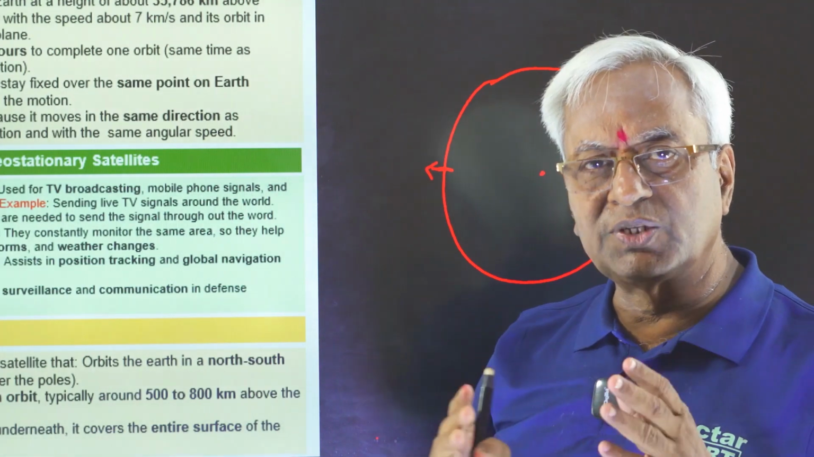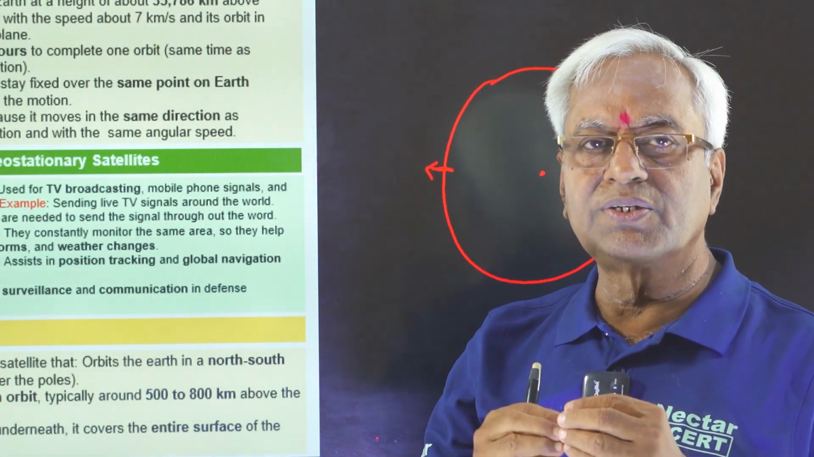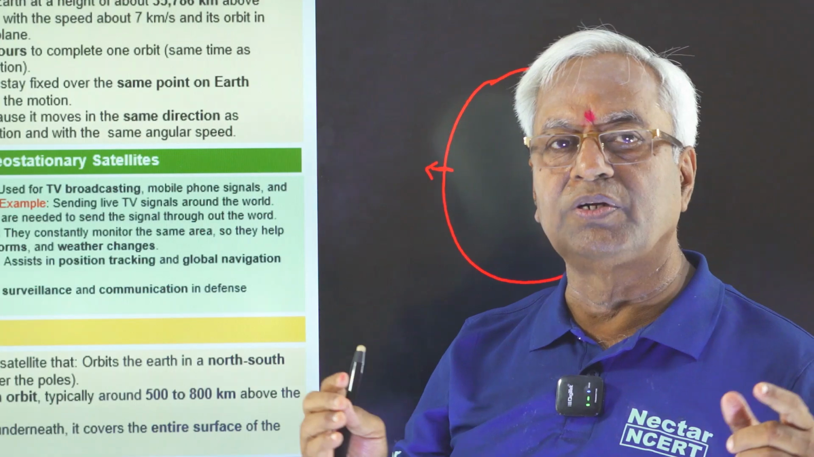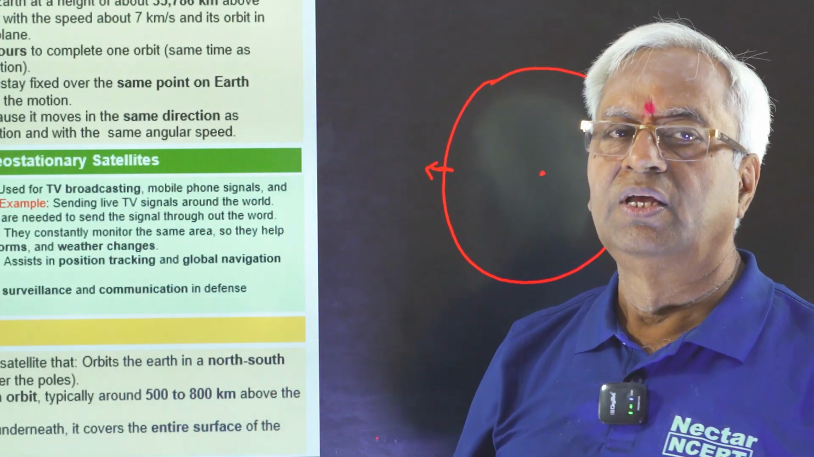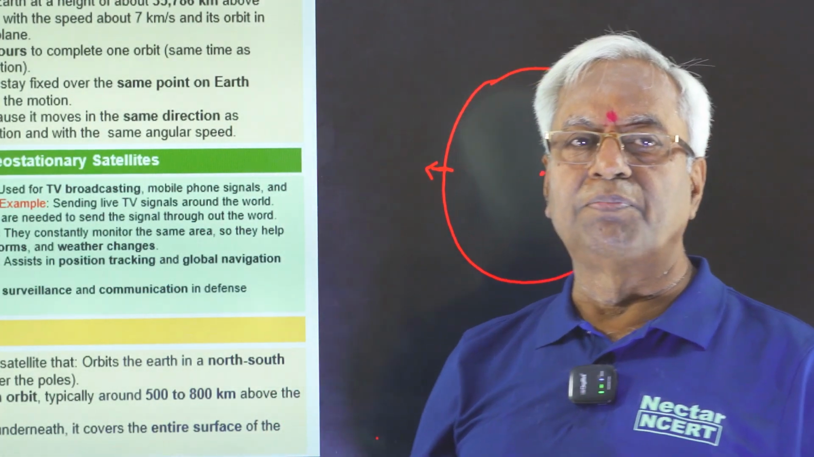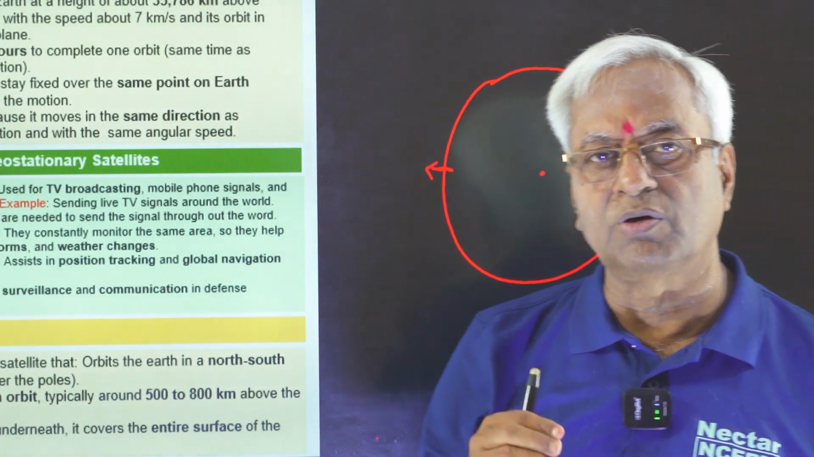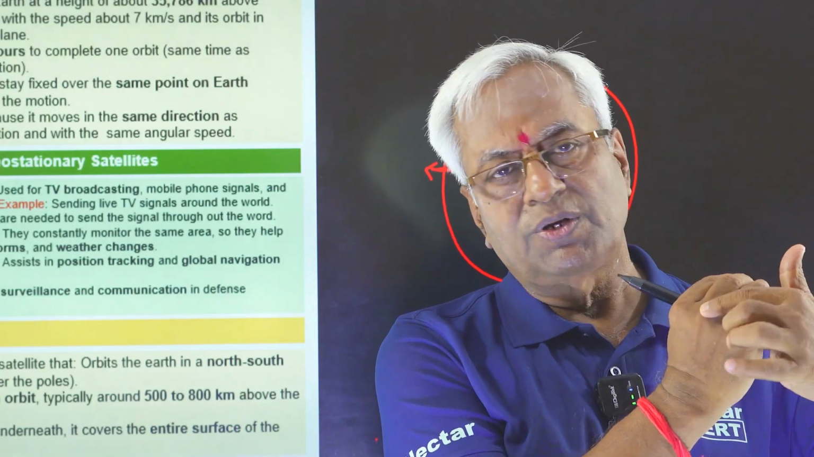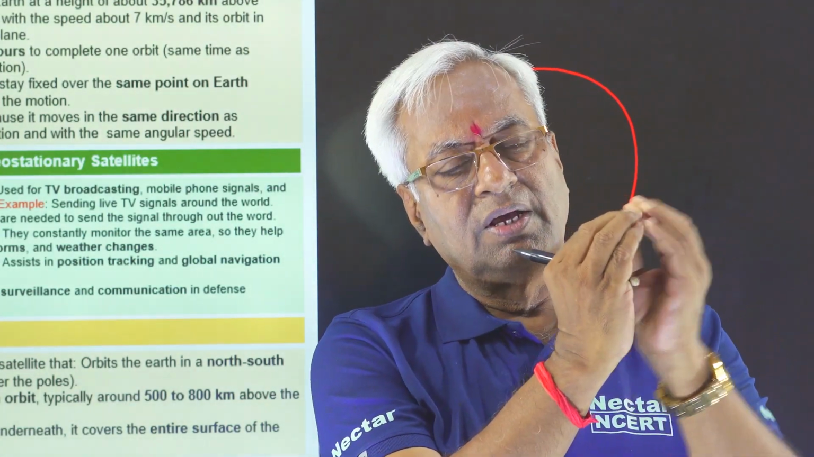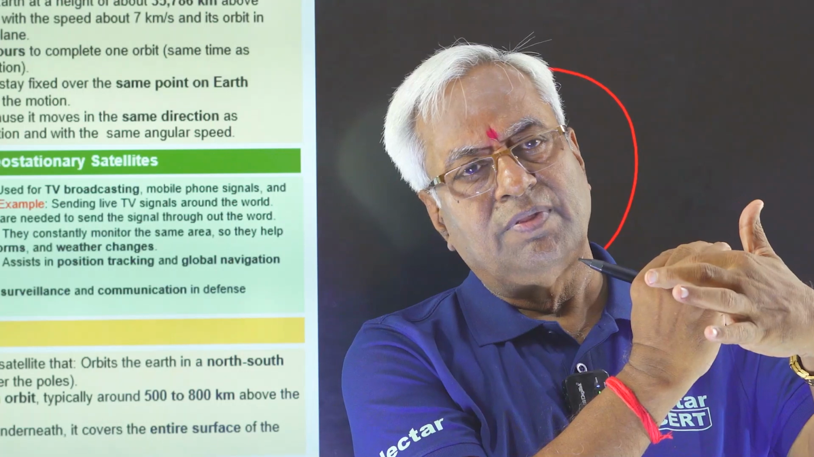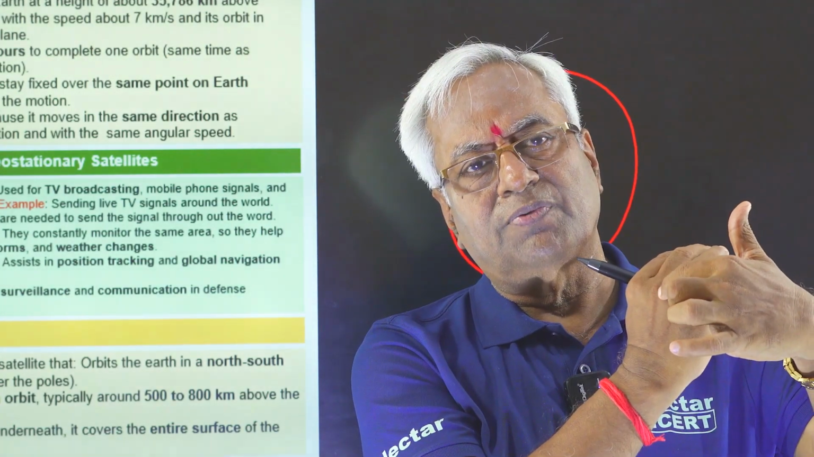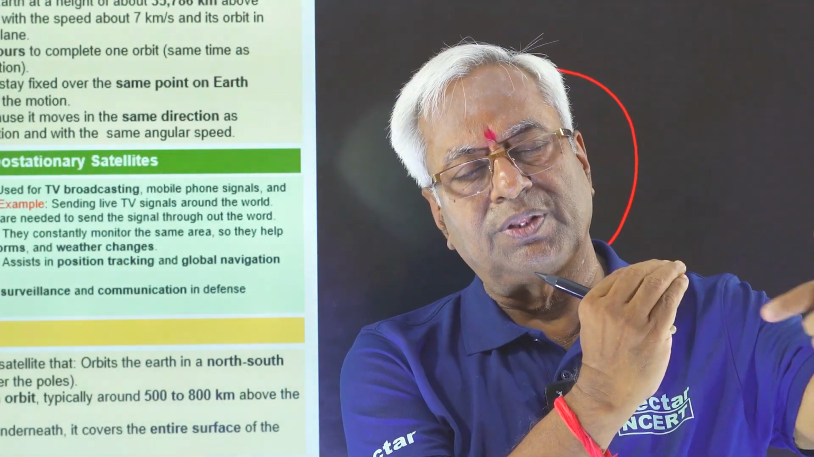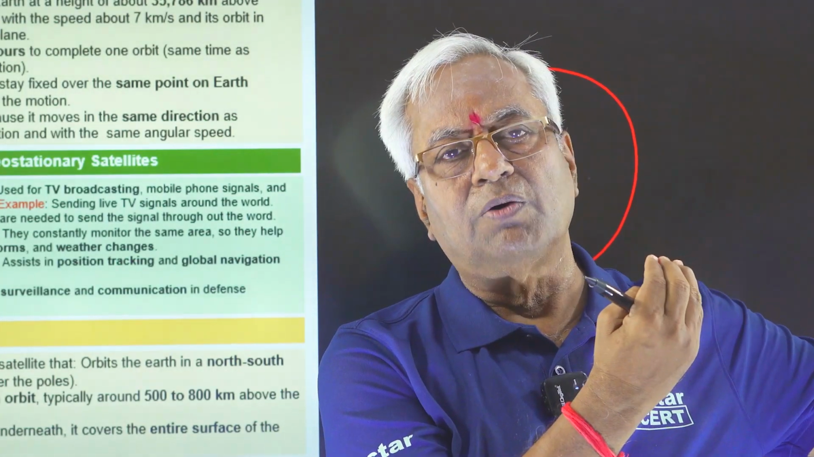What's the special thing about it? That it has a time period equal to 24 hours. 24 hours is the time period of rotation of Earth also. Now if something is projected, see, this is the equator of Earth, just suppose this is Earth, and you are launching the satellite from this very point, it is turned in the orbit and that revolves around Earth.